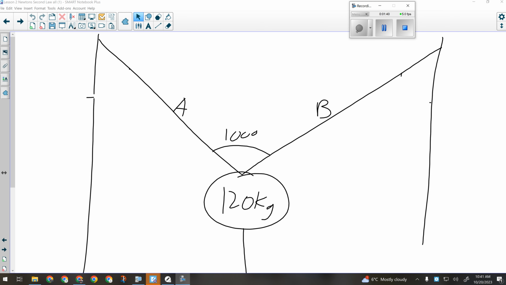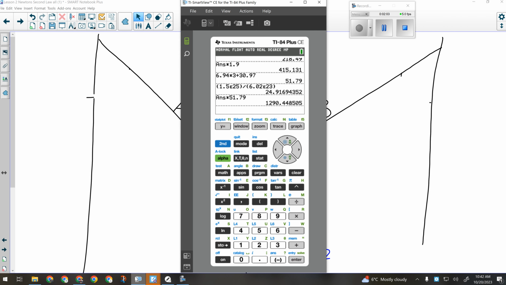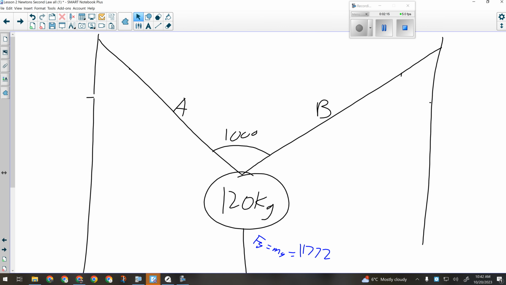What force is pulling down on this? Gravity. Can I calculate the gravity? M times g, so that should be, what, 11,772? Is that right? I have a calculator now. I don't have to guess anymore. 120 times 9.81. Oh, now I'm one off. 1,177.2. All right, so we got that in newtons acting down.